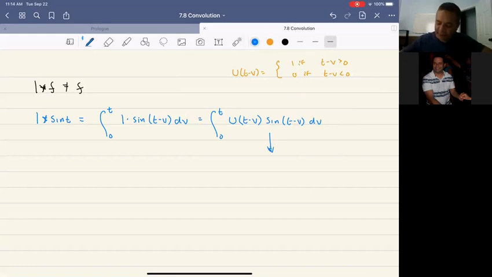Okay, so let's let w equal t minus v. So dw equals negative dv. Now, when v equals 0, w is going to equal t. We get a negative from the dw. When v equals t, w is going to equal 0.